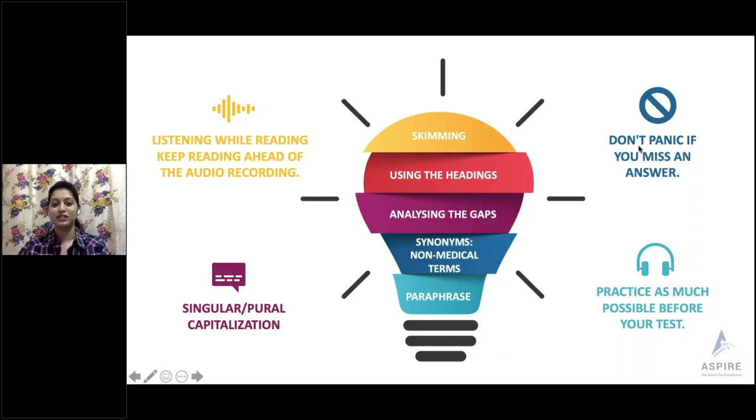Don't panic if you miss an answer. This is the most important thing to remember, because it's all right if you weren't able to get an answer. Just move on to the next. Let the headings guide you. Because if you panic, you're going to miss the rest of the answers as well. It's better to miss one answer and get the rest right. You know what I mean? So always practice as much as possible before your actual test day, because the more you practice, the more you orient yourself to the accents, and you know where to look for an answer, and you'll in general get an idea as to how to go about the paper.